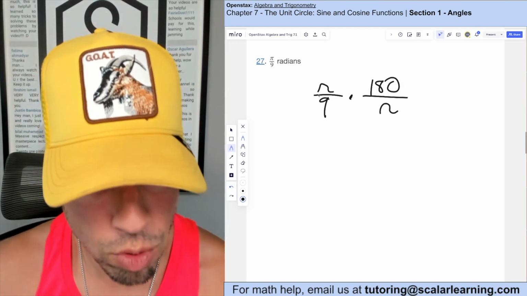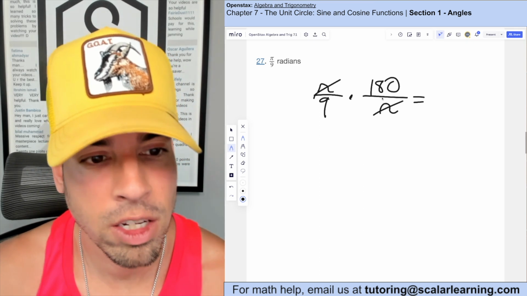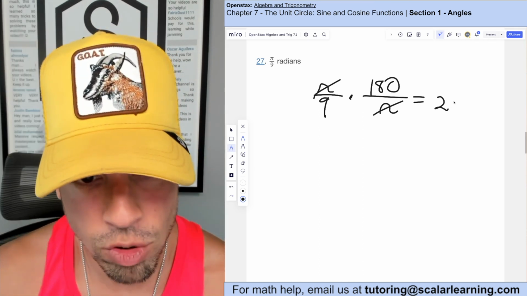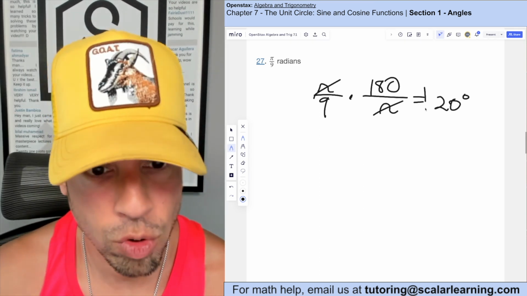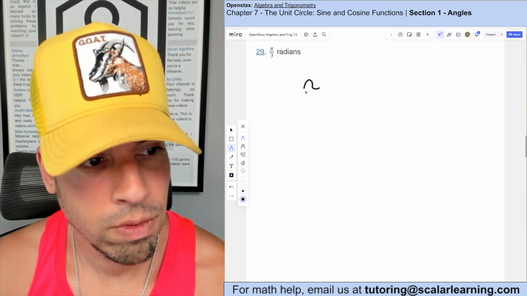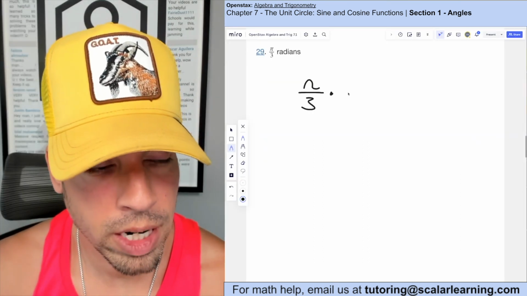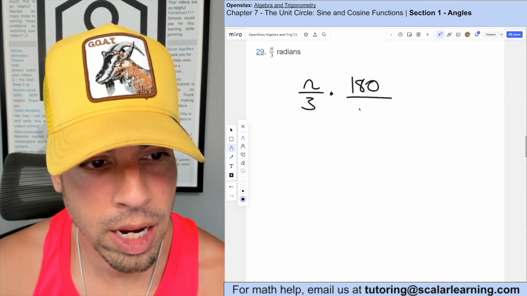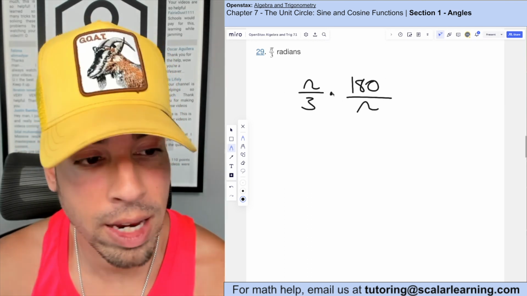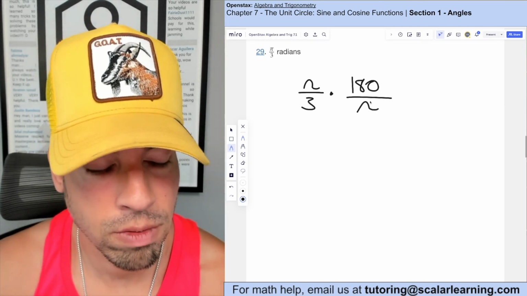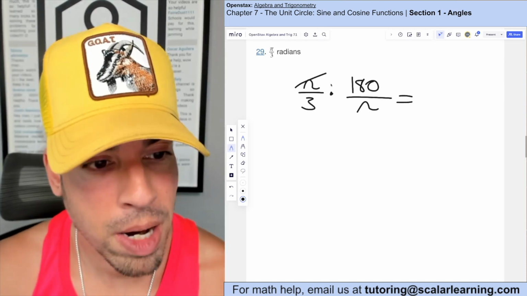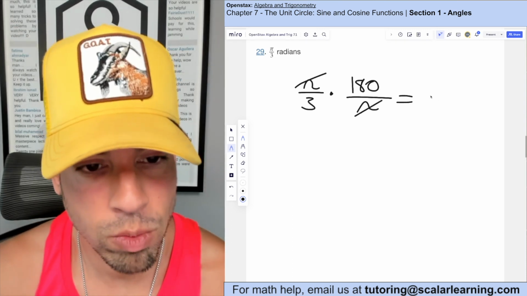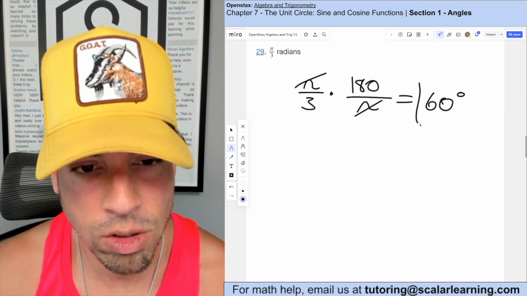Now as we multiply across, we cancel out the pi's, and then it's 180 over 9, which simplifies to 20. So it's equivalent to 20 degrees, done. So to convert this, we take the measure in radians and multiply by 180 over pi. So you can do that with any angle measure in radians to convert to degrees. So then the pi's cancel out, 180 over 3, which becomes 60. So that's 60 degrees, done.